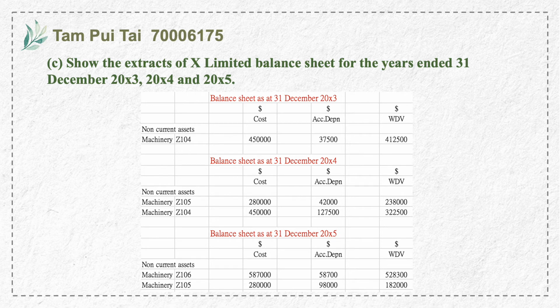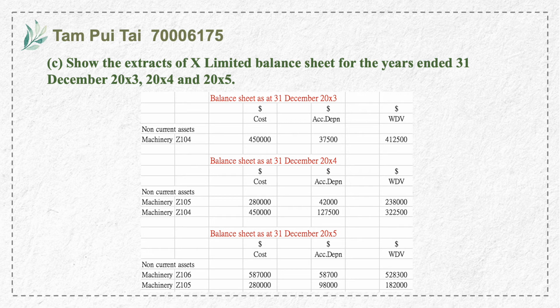But I just want to remind the two special machinery depreciation here. It is 2000 X4 machinery Z104 here, because you need to use two values to calculate. It is 37,500 plus 90,000. So after calculating, you can get 127,500.